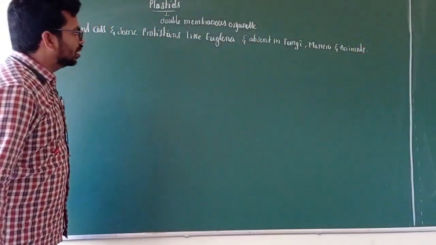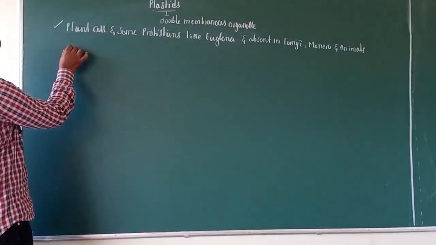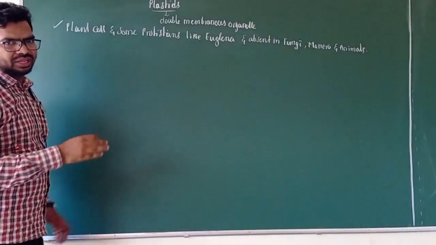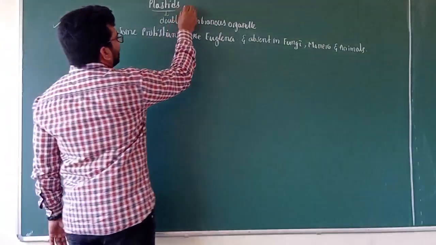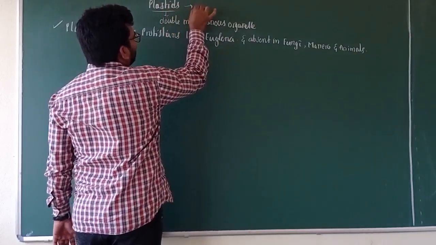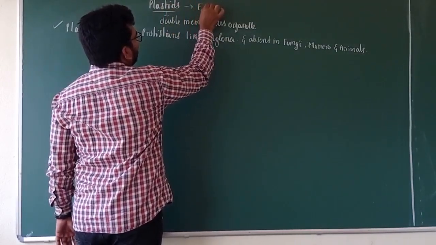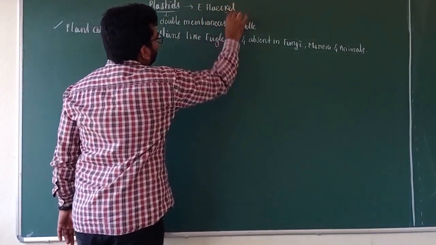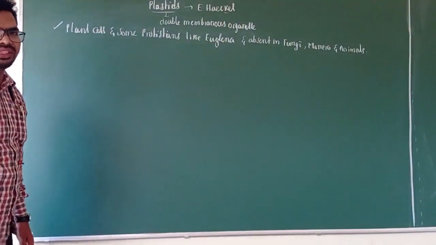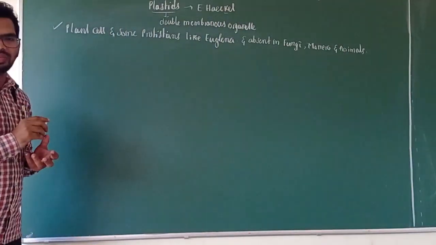Understanding, children? Here, if you see the size of the plastid, it is approximately 5 to 10 micrometer in diameter. And the term plastid was first given by E. Haeckel. He is the first scientist who gave the name to the plastids. And let me discuss the different types of plastids.